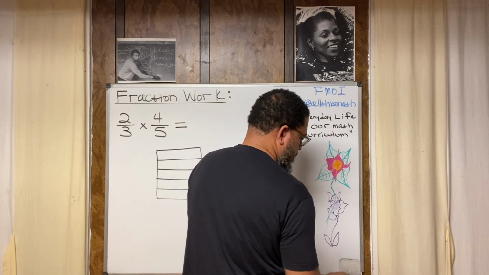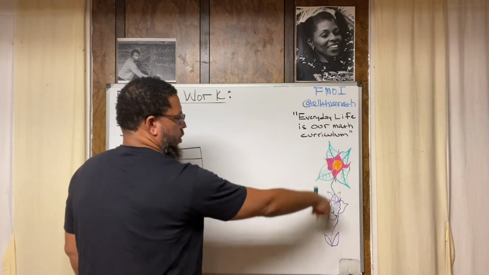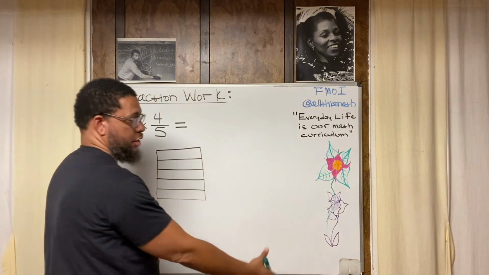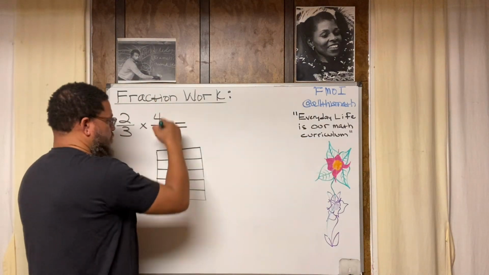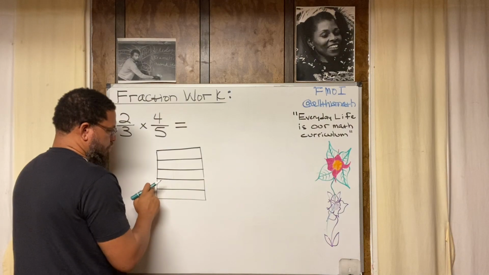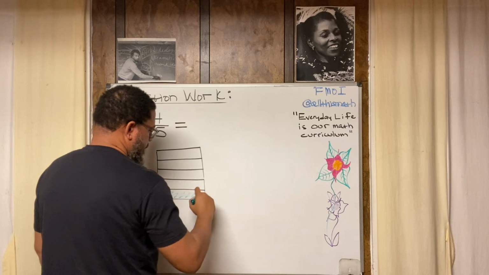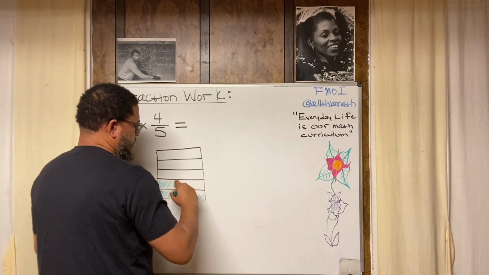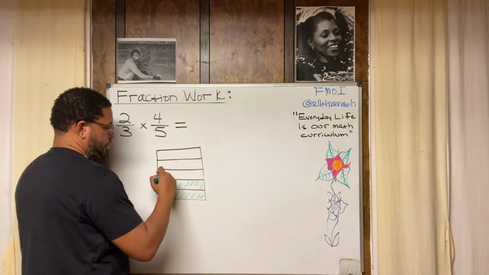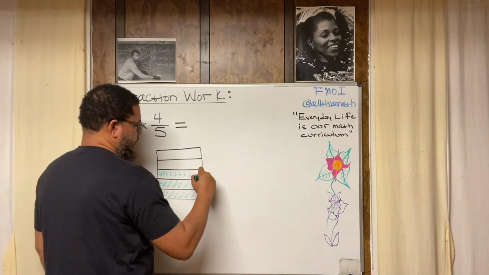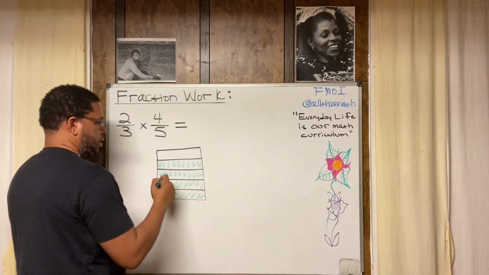So then I'm going to pick green. So 4/5: we got 5 equal parts, 1, 2, 3, 4, 5, and we're focused on 4 of them, so we're going to shade in 4. That's 1, that's 2. Feel free to do this along at home on your own paper. That's 3, that's 4. And that's 4/5.